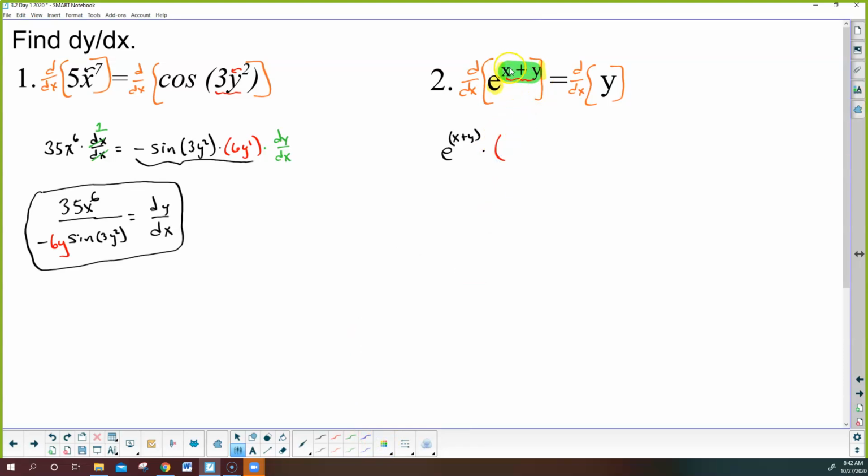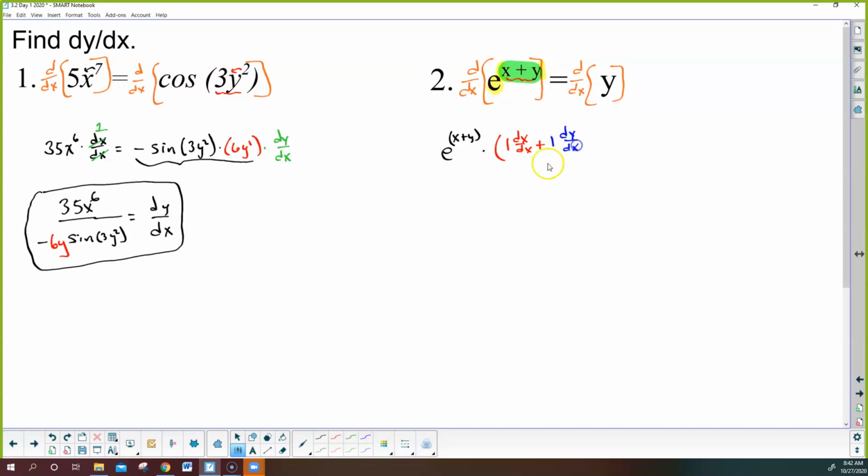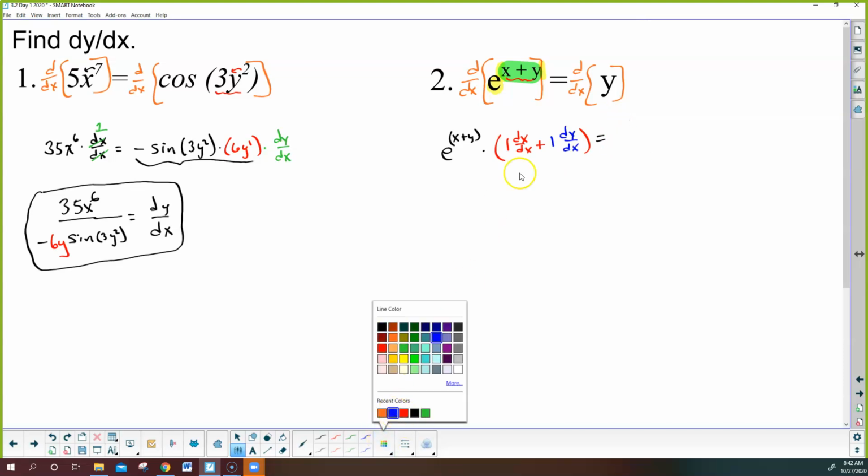and this is where you have to be careful. The derivative of x is 1 dx/dx plus the derivative of y is 1 dy/dx. And notice how I put that in grouping symbols because that's being all multiplied by the chain rule. And then over on the other side, the derivative of y is just dy/dx. I'm going to put that in blue so you'll see what we're doing here.